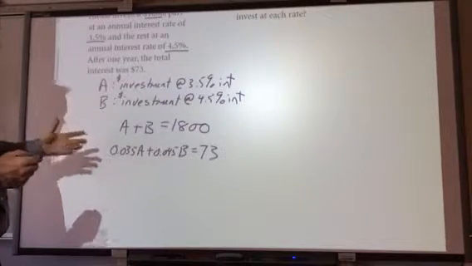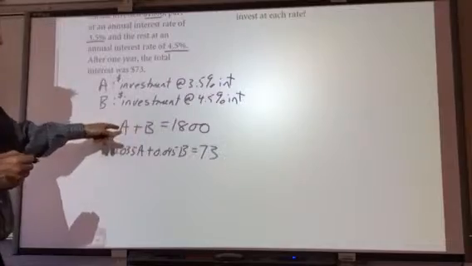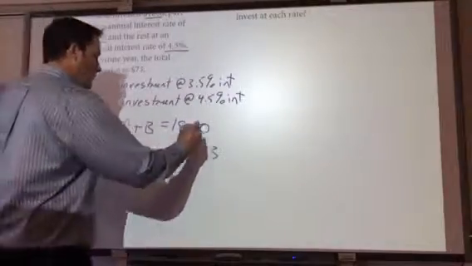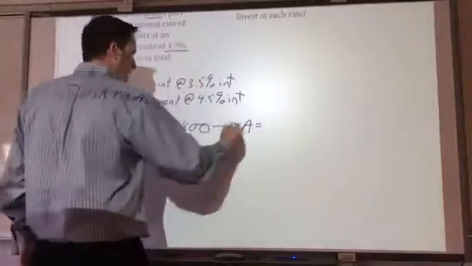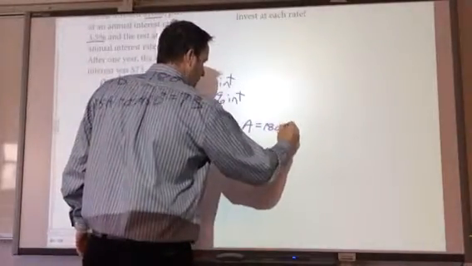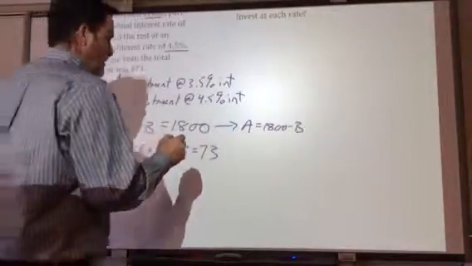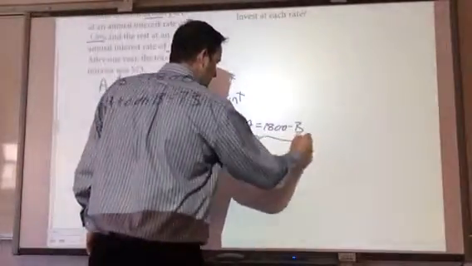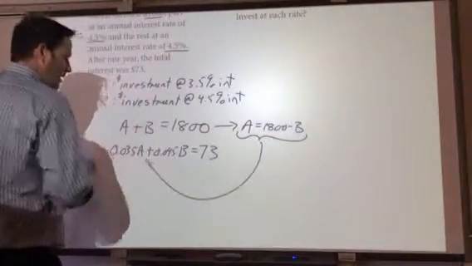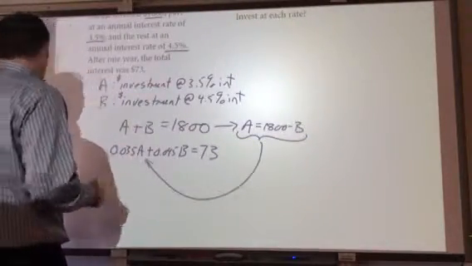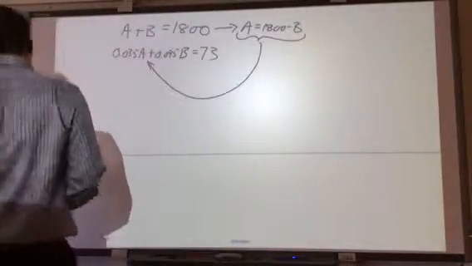Well, how can we do this nice and easy? This looks like it's easy to rearrange. I'm going to rearrange this so that A equals 1,800 minus B. Now that I know this, I'm going to sub this in for A, and I can solve for B.